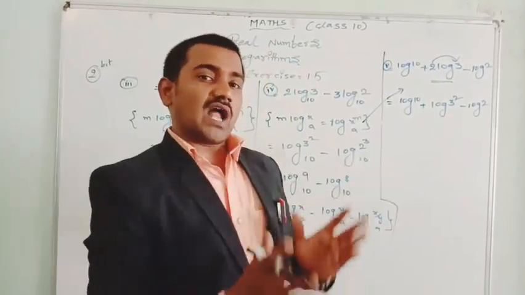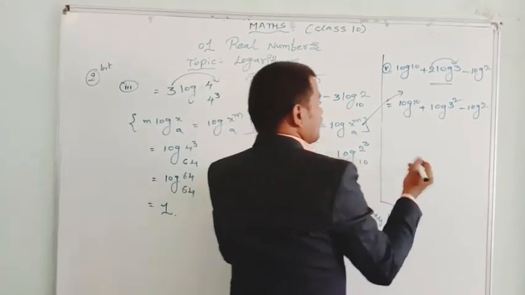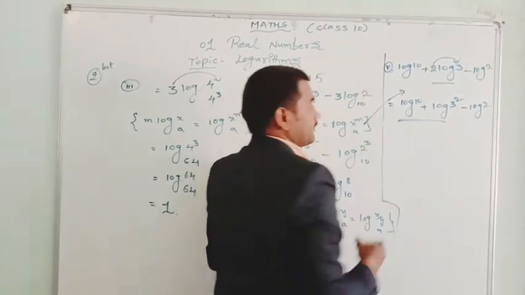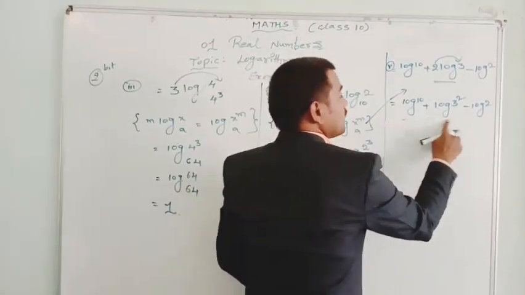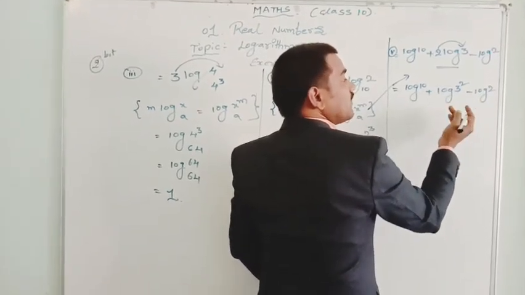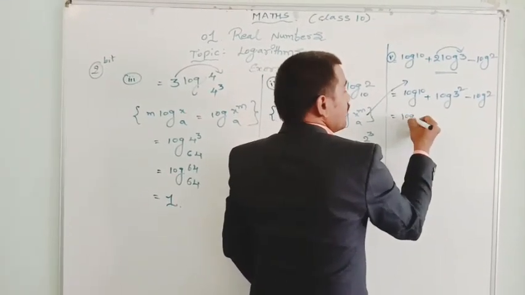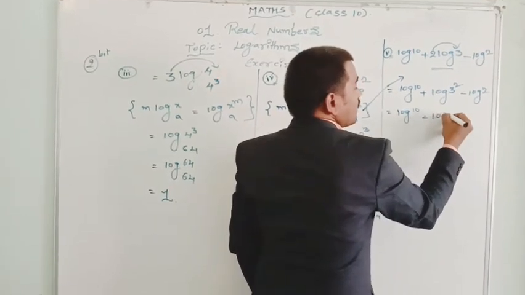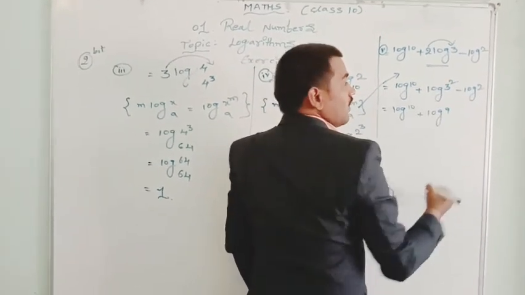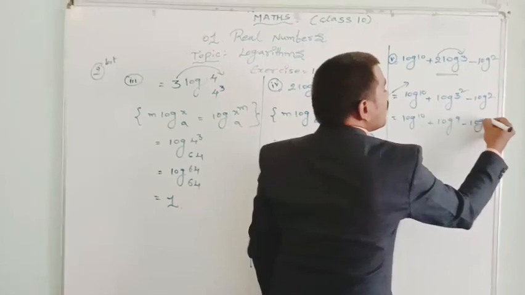We can also write it at last and show you how to do it, or else leave it like that. Now we solve this, where log 3 square, the value is 9. Log 10 plus, 3 square value is 9, log 9, minus log 2.